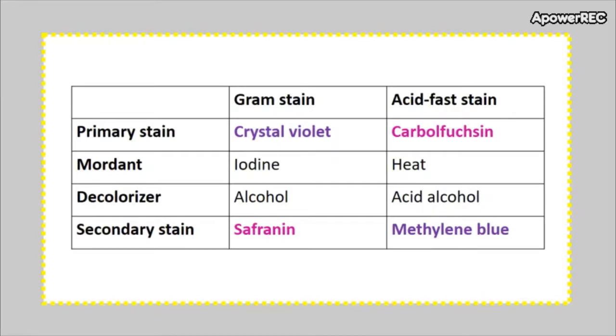And here we have, the primary stain is the first stain in a differential stain. In Gram stain, it's crystal violet, and in acid-fast stain, it's carbol fuchsin. It's the first stain that's applied, usually followed by a mordant, and then a decolorizer, and then a secondary stain to contrast that from the first stain.